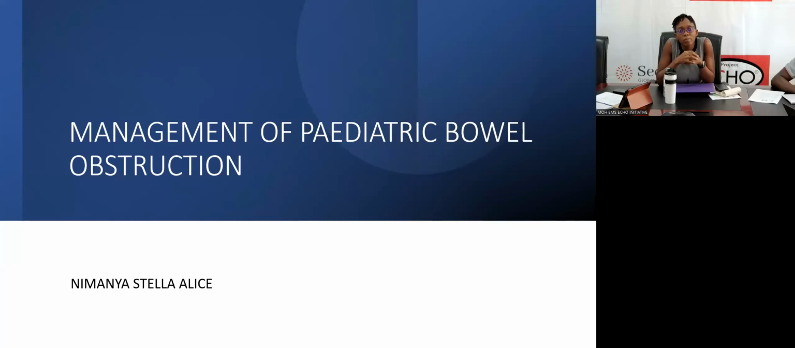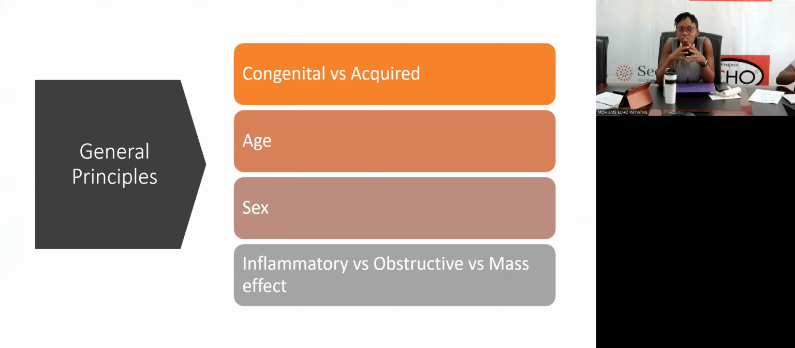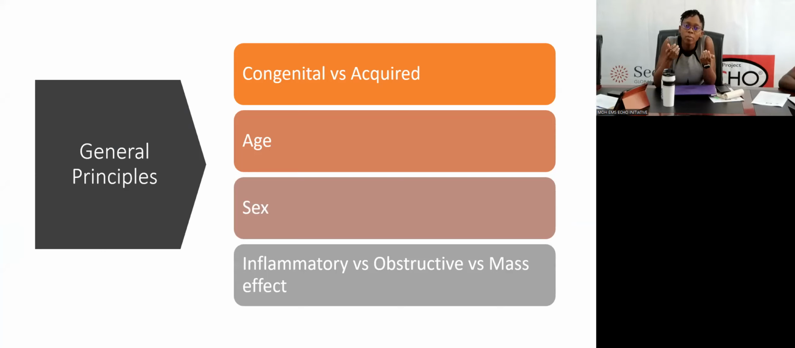My first slide looks at some general principles that I want you to keep at the back of your mind every time you encounter a child with an intestinal obstruction. Think of the slide Dr. Jacob had shared, where he showed the different differentials as per age group. Anytime you encounter a child, you're thinking, is this congenital or acquired? That will decide which type of management you need. Some of the congenital ones you might have to deal with immediately, while some can wait for you to stabilize the child. The acquired ones, like intussusception, also take a different path.